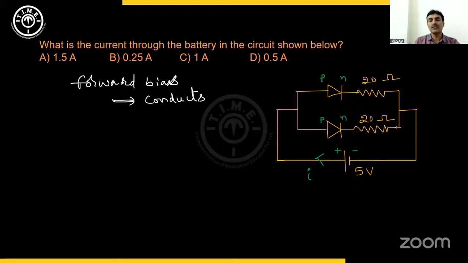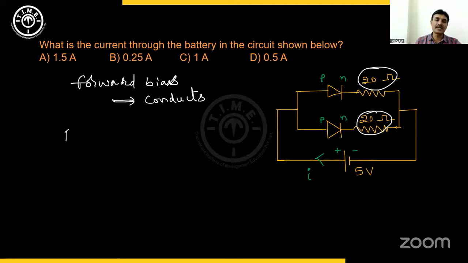Right? It does not offer any resistance. So there is no resistance in this part. Then what is the resistance in the upper path? Only 20 ohm. Similarly, in the lower path, the diode is not offering any resistance here, but there is an external resistance of 20 ohm. How are these two resistors? Clearly, they are connected in parallel.